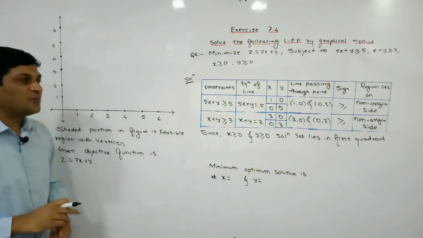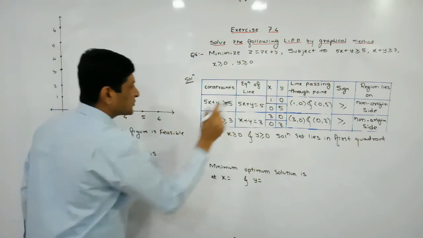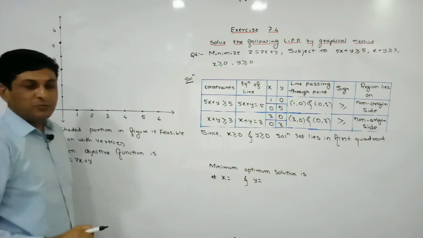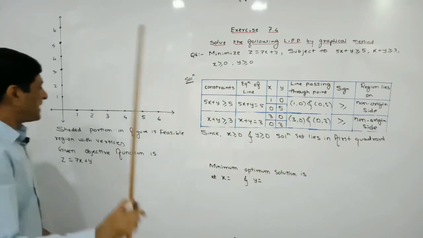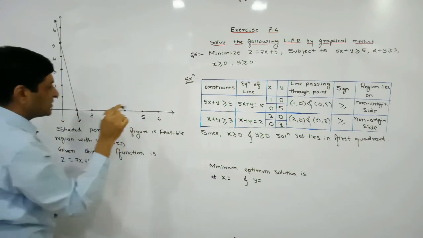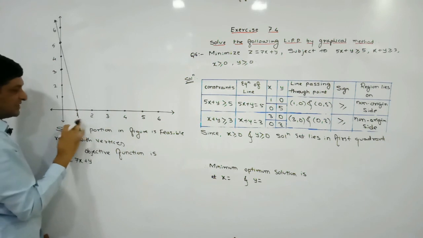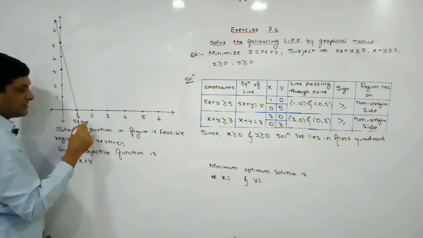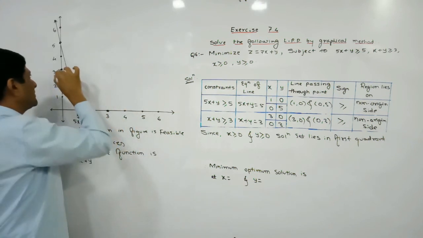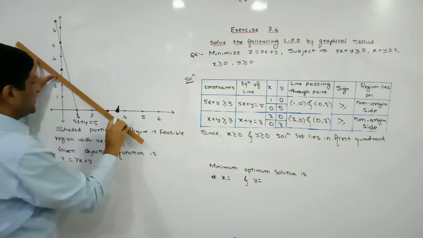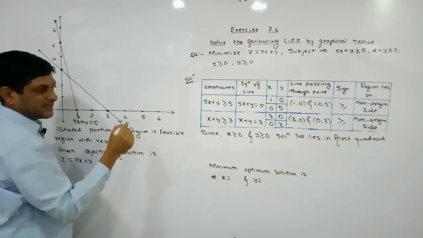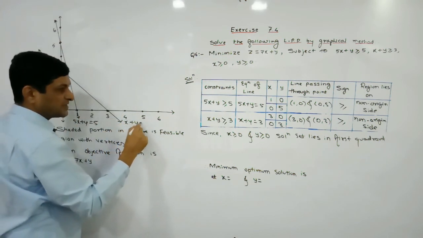Now let us construct the first line which passes through the points (1, 0) and (0, 5). Once the coordinates of 2 points on the line are known, draw a line passing through these 2 points. So we have constructed the first line whose equation is 5x plus y equals 5. Now let us construct the second line which passes through (3, 0) and (0, 3). Draw a line through these 2 points, and write the equation of the line: x plus y equals 3.